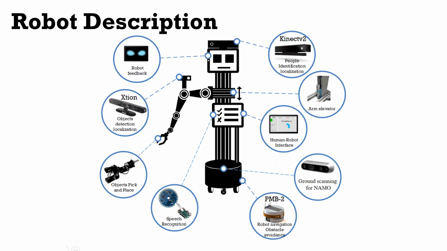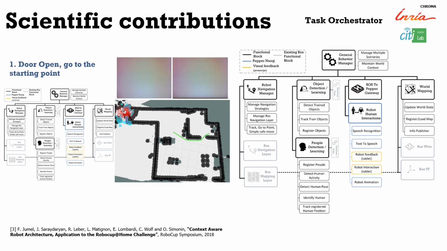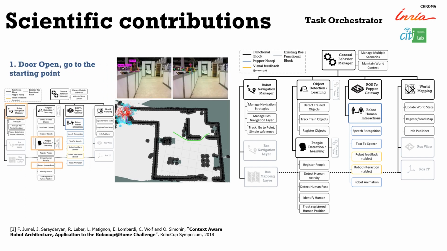We built it up with a high body holding a 7 degree of freedom custom arm, a tablet, 3D cameras, and a few other sensors. We baptized it Palbator. Let's move on to the scientific contributions, starting with the task orchestrator, illustrated here with a Pepper in the RoboCup arena in Montreal.